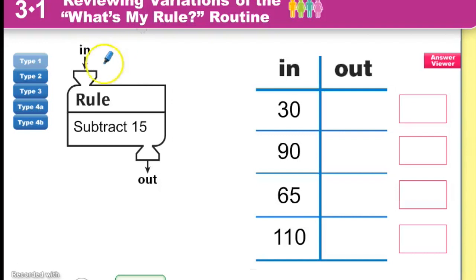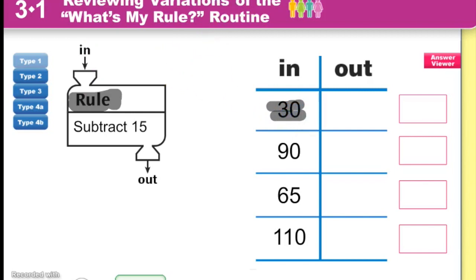Today we're looking at the What's My Rule table. A What's My Rule table gives you a rule that you need to apply to these numbers. So you start by putting a number in, and the first number that we're going to put into our rule machine is the number 30.